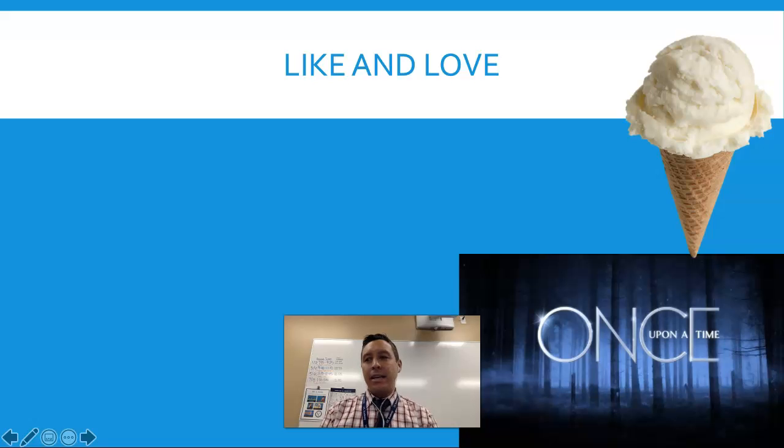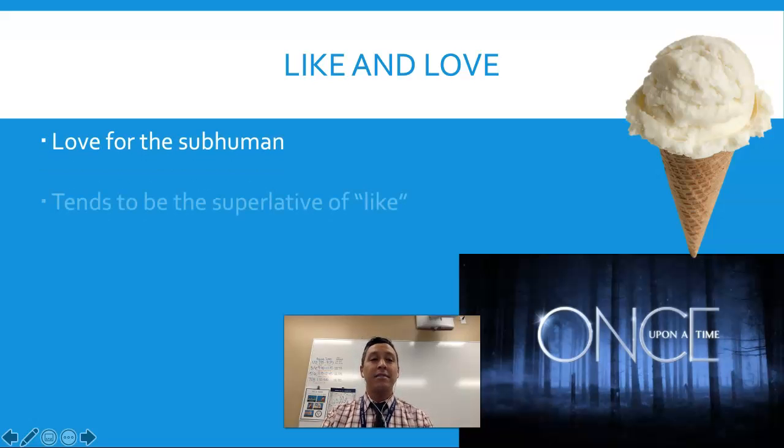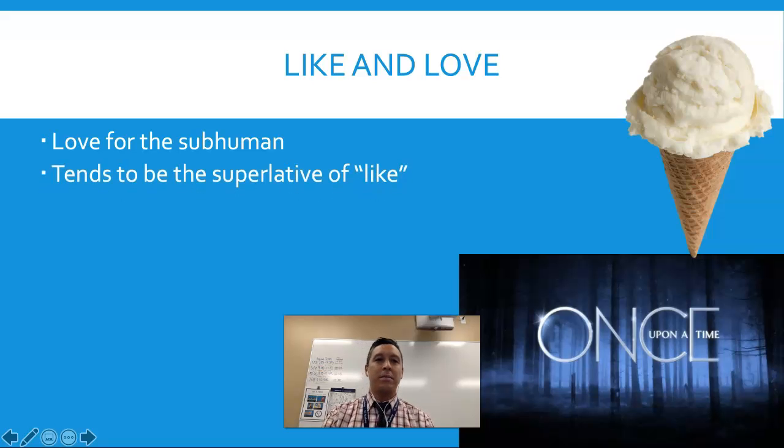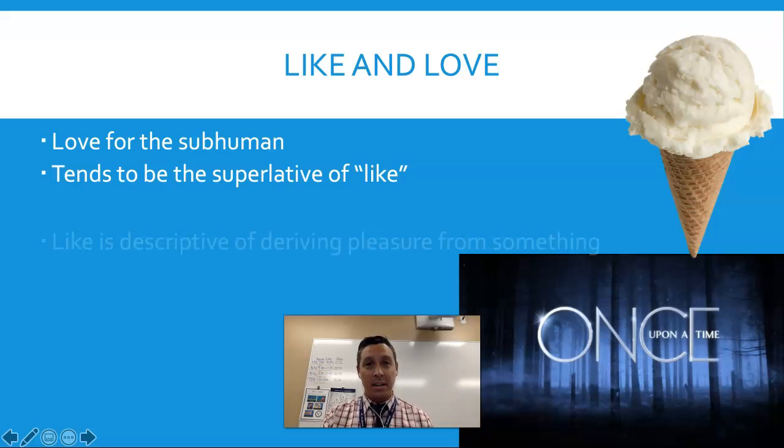C.S. Lewis draws a line between these two words, because his book, The Four Loves, is his philosophical take on these words. And so, for the sake of the philosophical discussion, he qualifies like as a love for the subhuman. He also says that sometimes when we say that we love a thing like ice cream or we love Once Upon a Time, the TV series, then we are saying that we like it to the max. It's the superlative form of like. So like and love are connected, but he does specify it. And for the purposes of this class, like means love of something that is non-human.